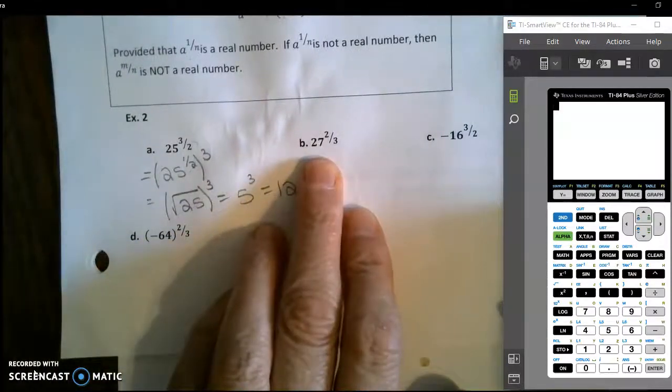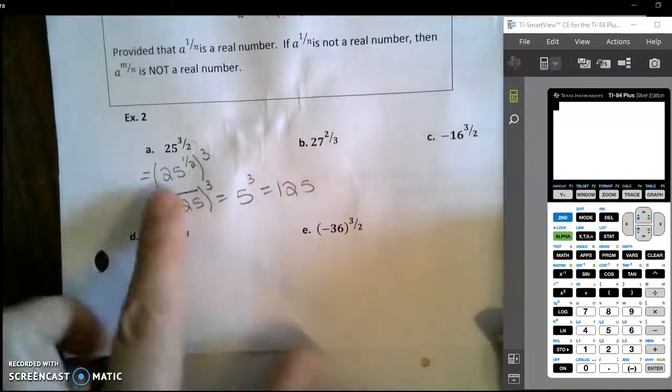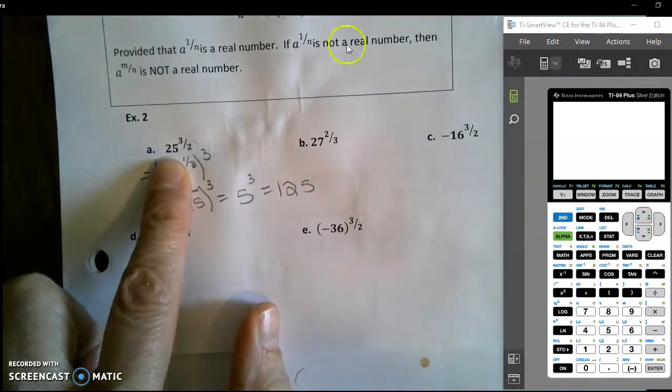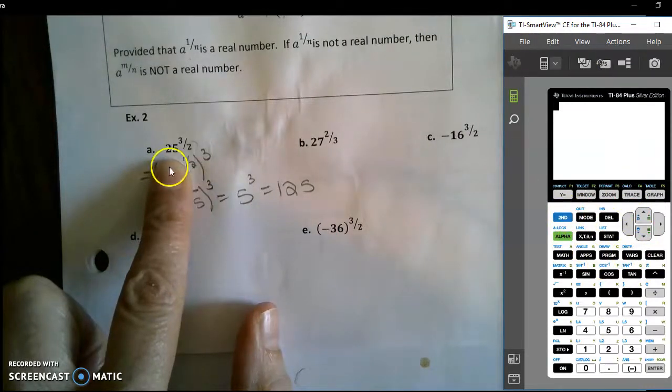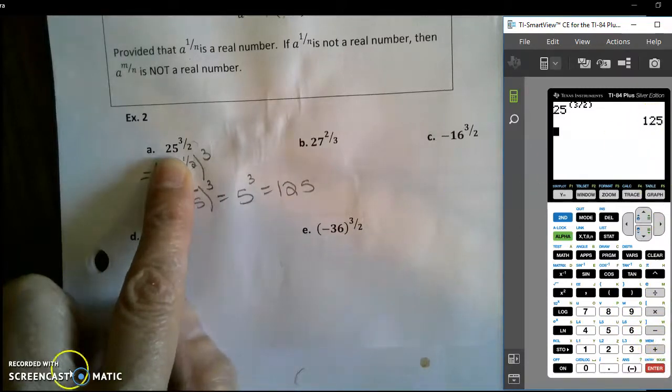Okay, I'm going to let you do this one on your own. But I want to go ahead and show you this one in the calculator if you do have a graphing calculator. So I'm going to plug this in, 25. For any exponent, I use the arrow up key, which is right here. And I'm going to use parentheses around 3 divided by 2. And that gives me 125, so you can see how that's correct.